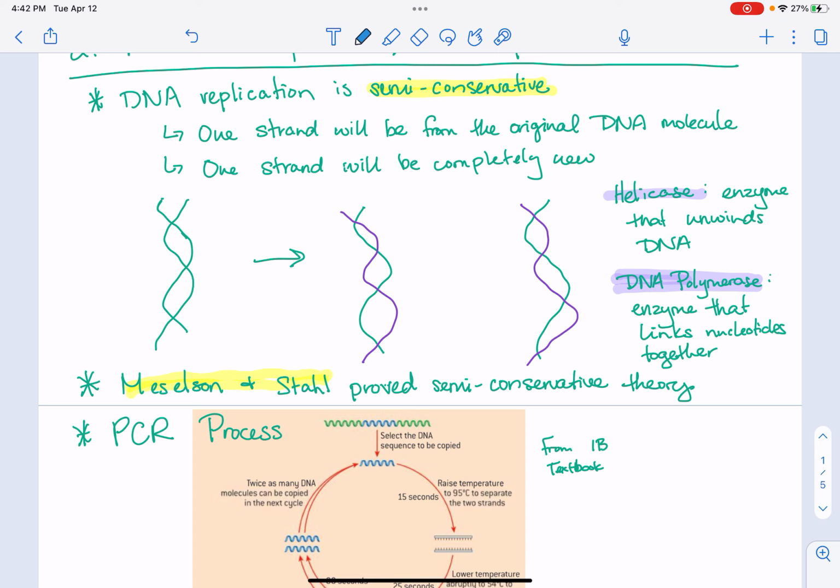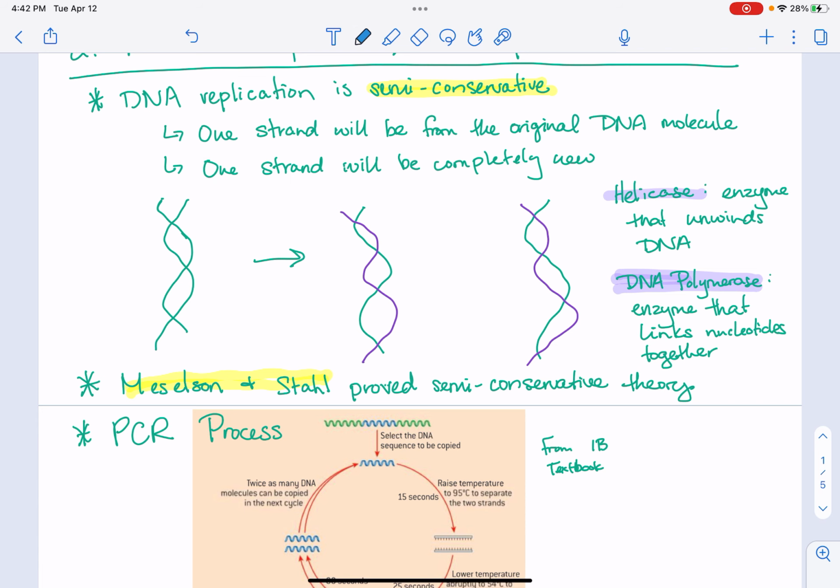But I will explain what semi-conservative means. So basically, it's this idea that when DNA is replicated, with the new DNA that's created, one strand is the original strand from the original DNA molecule, and then one strand is completely new. So basically, it's kind of half and half, half new, half old. So that's what semi-conservative means, okay?